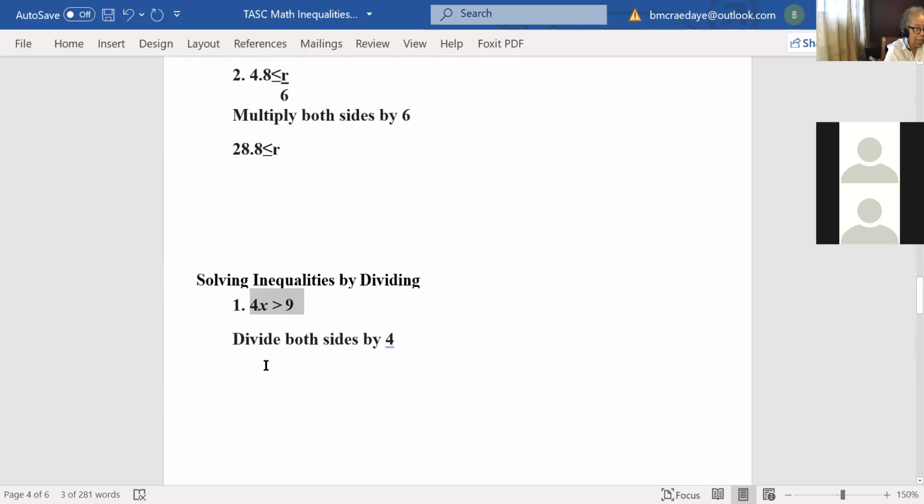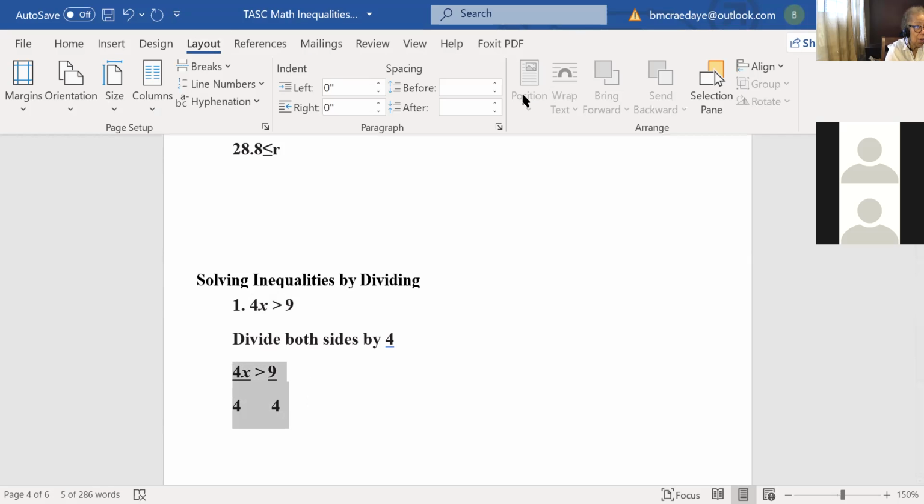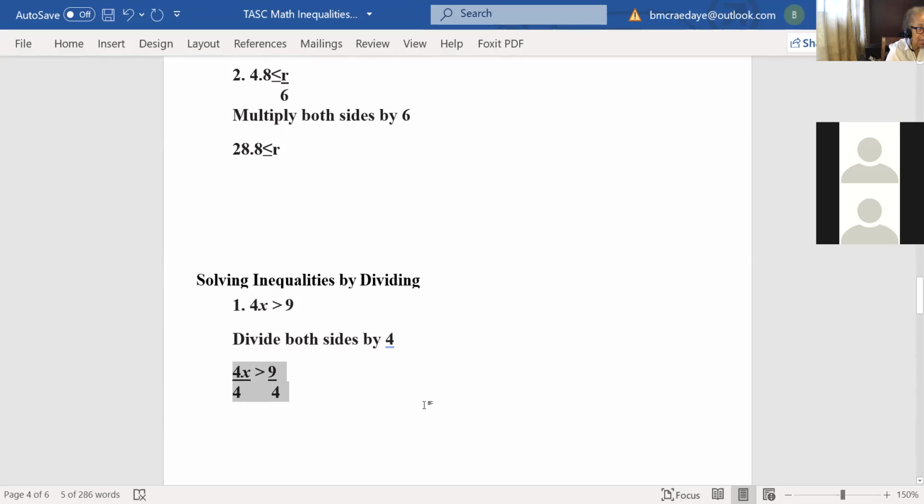Okay, divide both sides by 4. So let's put the 4 as a divisor on the left and the right. And this is 5. Okay, so let's put the 4 underneath. Now let's bring this a little closer. Now, what do I get on the left side?